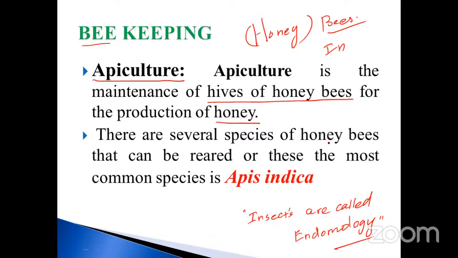There are several species of honeybees that can be reared. The most common species in India is Apis indica. See here, there are 4 types. Apis indica, which is a normal bee. Apis mellifera.